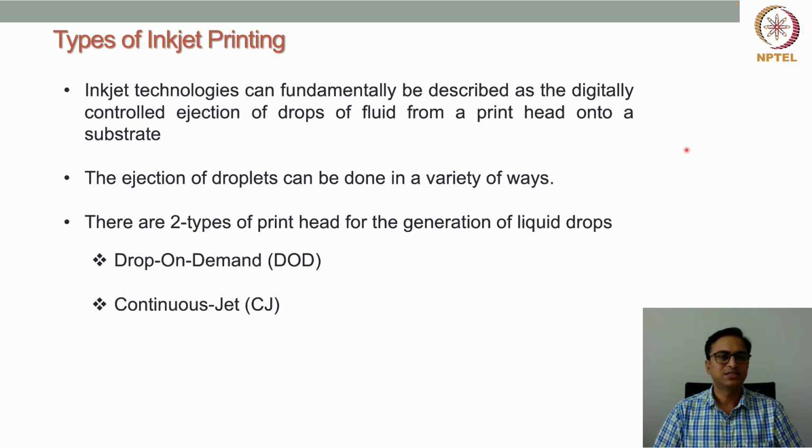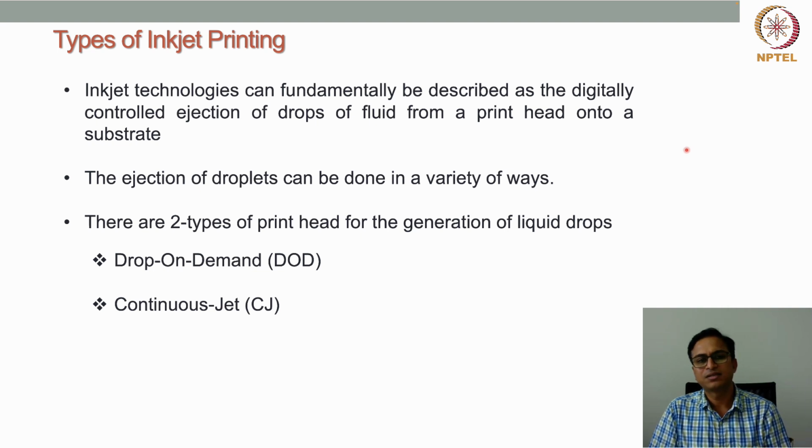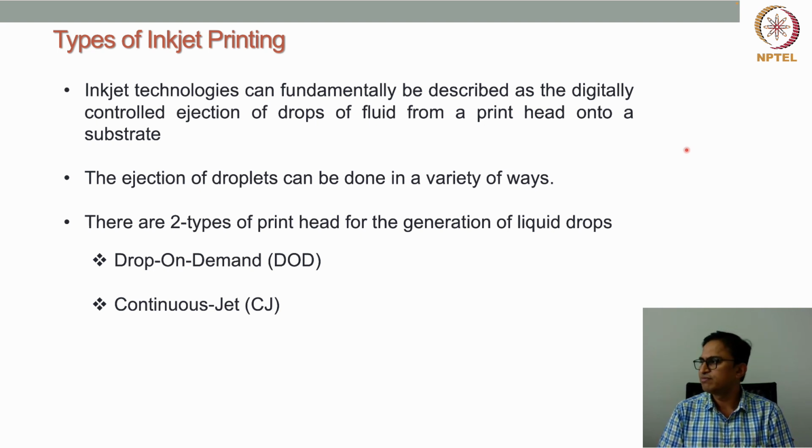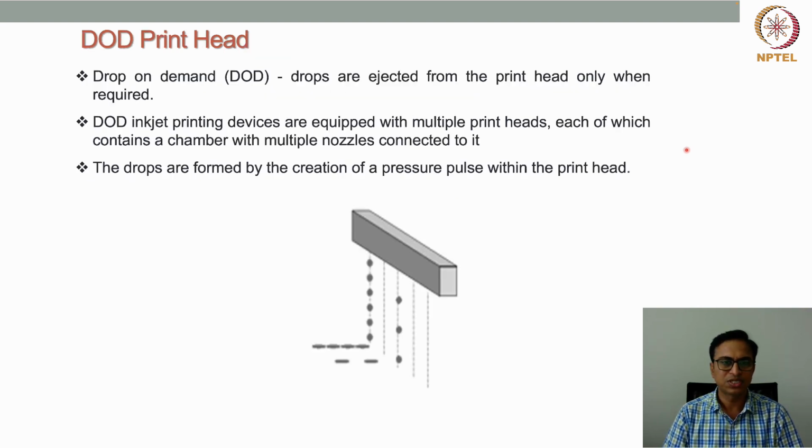So this inkjet 3D printing technology can be described as we have seen here: liquid droplets can be generated, and those droplets can be ejected in a controlled manner, right? Now, this ejection or generation of droplets can be done in various ways, but the two most popular techniques available for droplet generation are either drop on demand or continuous jet. So we'll see both of these technologies one by one.